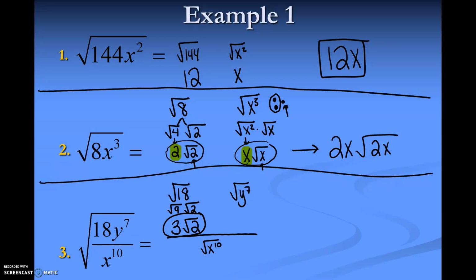Square root of y to the 7th. I'm going to show you the long way to do this and then the shortcut. The long way is square root of y squared, square root of y squared, square root of y squared, square root of y. Is that 7 y's? 2, 4, 6, 7? Yeah. Okay. This one is a y.